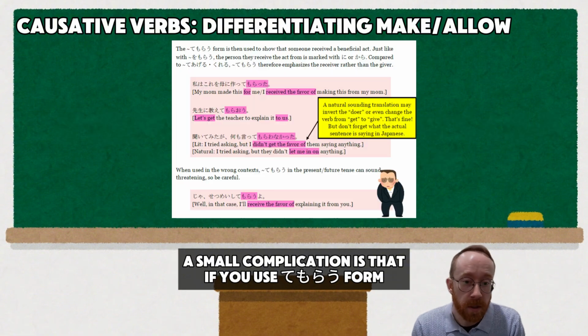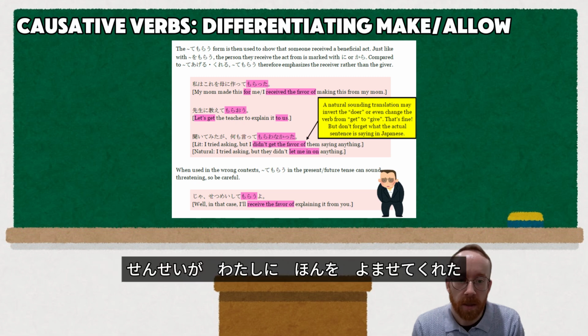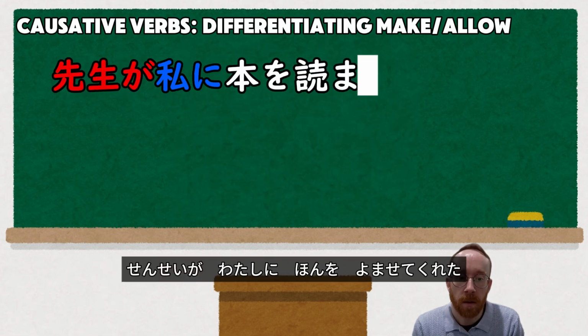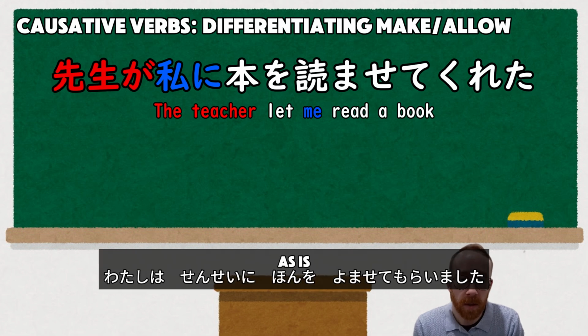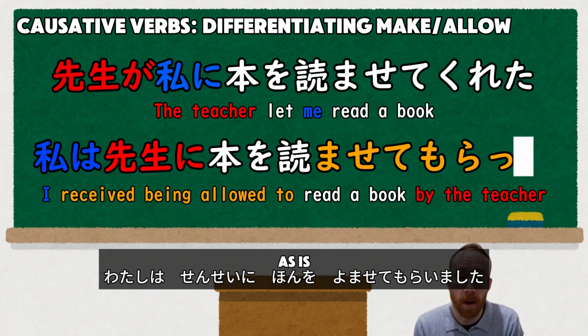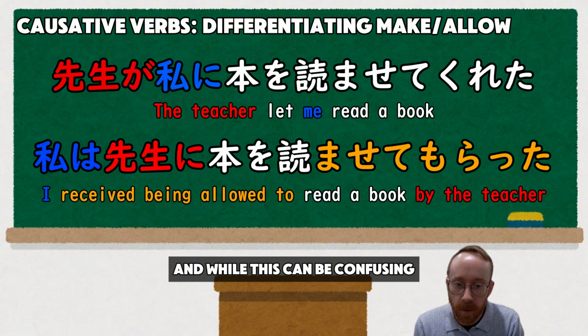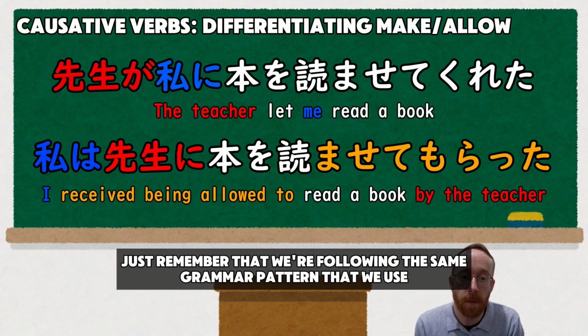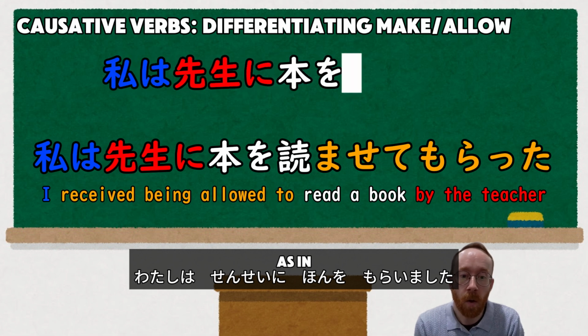A small complication is that if you use the te morau form, you are going to switch the role of the particles. Sensei ga watashi ni hon o yomasete kureta is the teacher let me read a book, as is watashi wa sensei ni hon o yomasete moraimashita. So I received the favor of being allowed to read the book from the teacher. And while this can be confusing, just remember that we're following the same grammar pattern that we use when we use morau in general, as in watashi wa sensei ni hon o moraimashita.